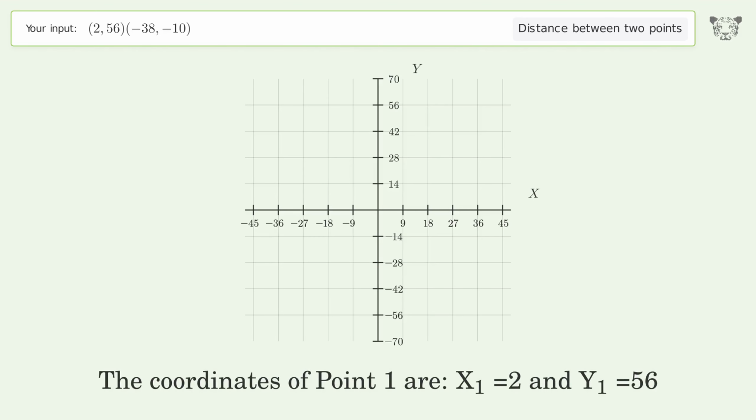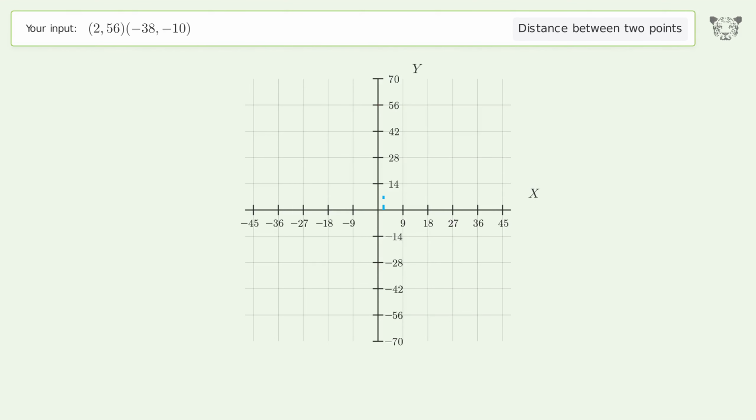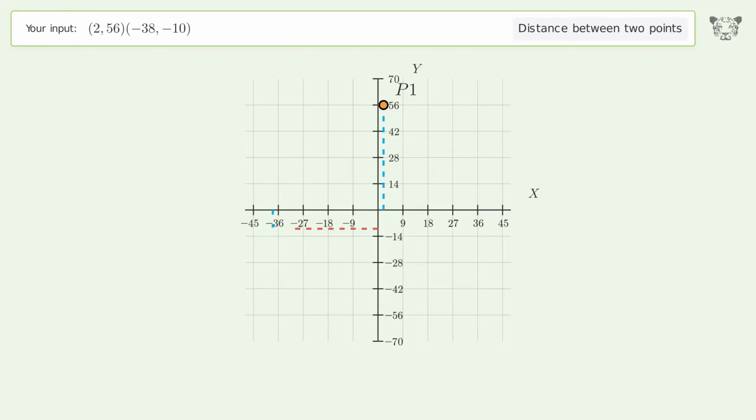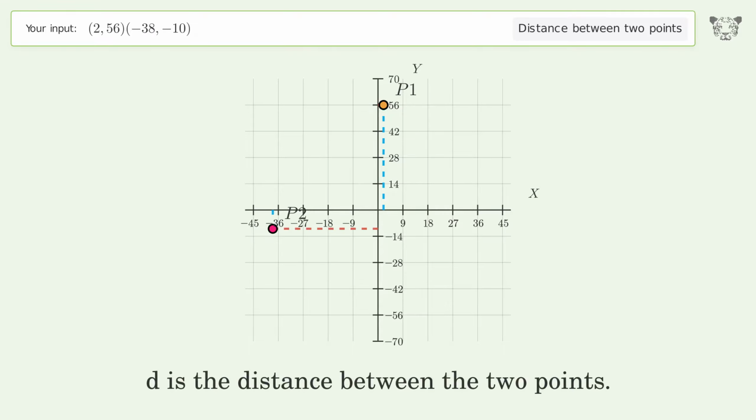The coordinates of point 1 are x1 equals 2 and y1 equals 56. The coordinates of point 2 are x2 equals negative 38 and y2 equals negative 10. D is the distance between the 2 points.